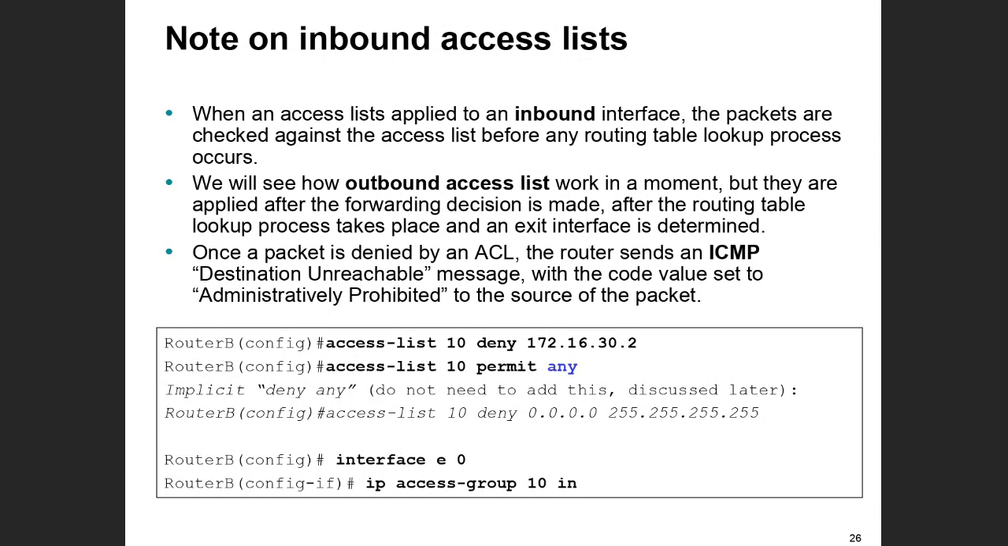This is the opposite if you put it on an outbound access control list. If the router has to deny a packet because of an ACL command, he will, as a courtesy, send back an Internet Control Message Protocol destination unreachable, because it was administratively prohibited, to the source machine that created the packet.